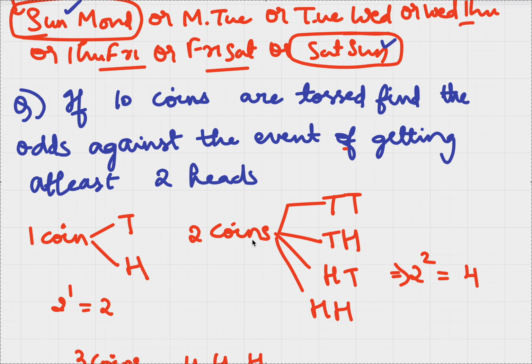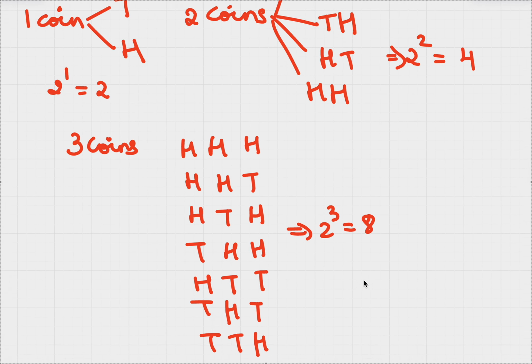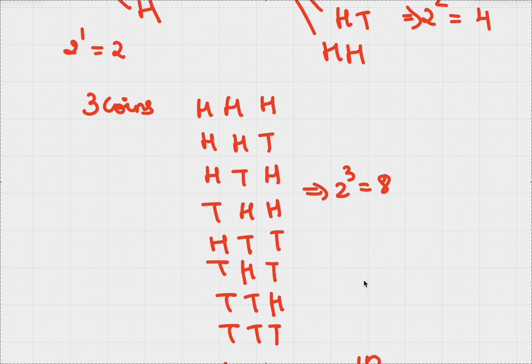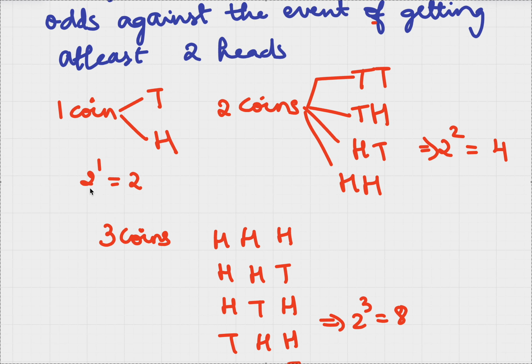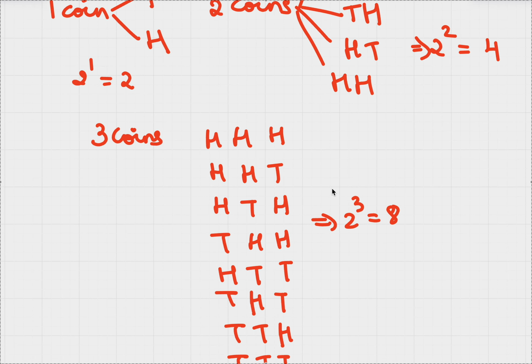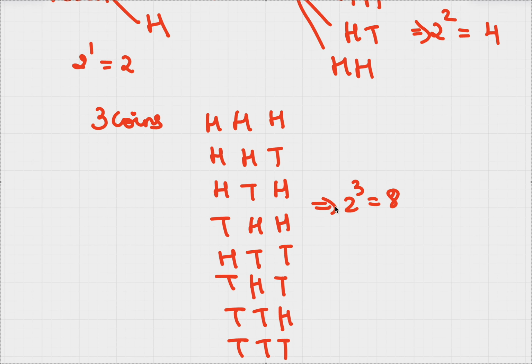When 2 coins are tossed, we might get tails tails, tails heads, heads tails, heads heads. When 3 coins are tossed, these are the possibilities. So when one coin is tossed, we have 2 power 1, which is equal to 2 possibilities. When 2 coins are tossed, we have 4 possibilities. Similarly, when 3 coins are tossed, we have 2 cube, which is equal to 8 possibilities.